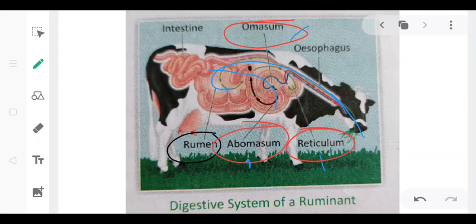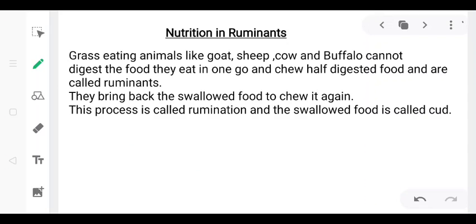After that, whatever food has been digested will get absorbed by the body and get utilized, and whatever undigested and unabsorbed food is left over will be removed out of the body. And with this, we have learnt about the nutrition in ruminants.